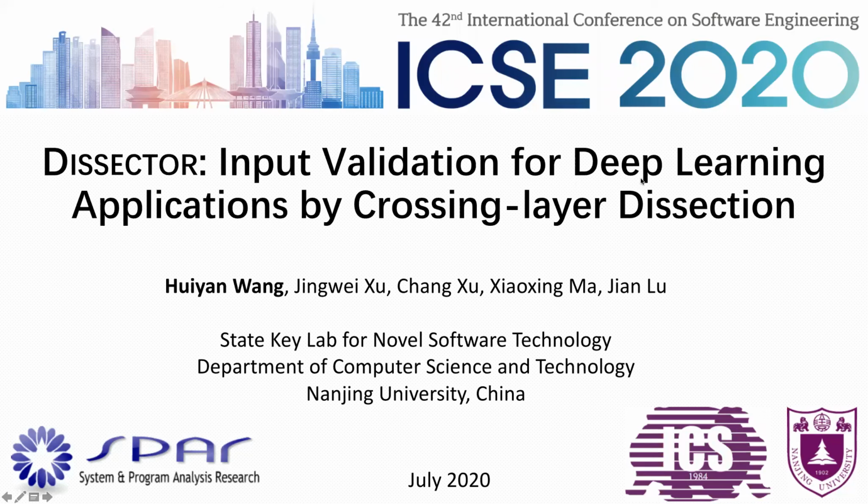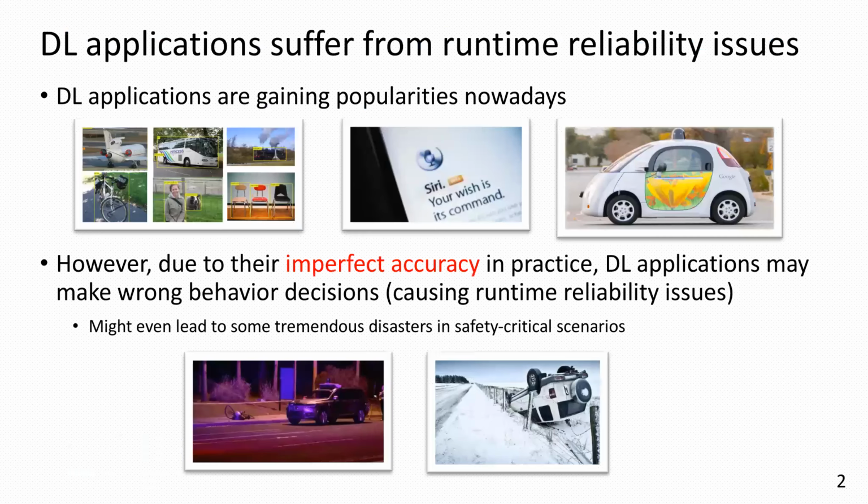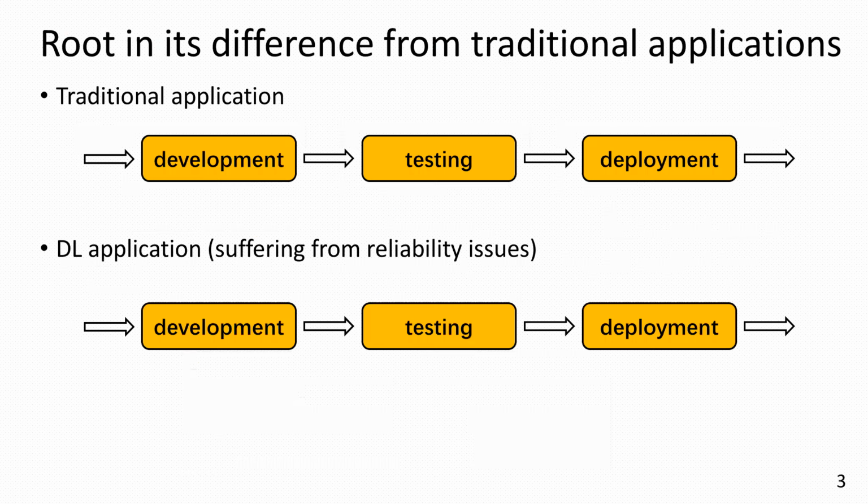Today, I'm going to share our work DISSECTOR on input validation for deep learning applications by crossing-layer dissection. As we all know, deep learning applications are very popular in many areas. However, due to their naturally imperfect accuracy, their possibly wrong predictions may lead to runtime reliability issues and cause some tremendous disasters.